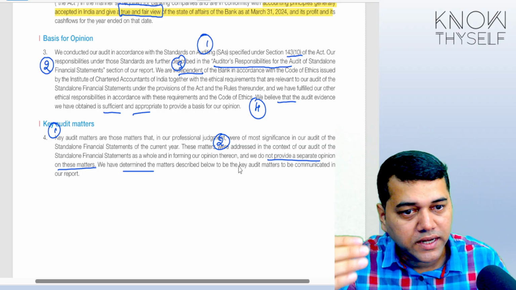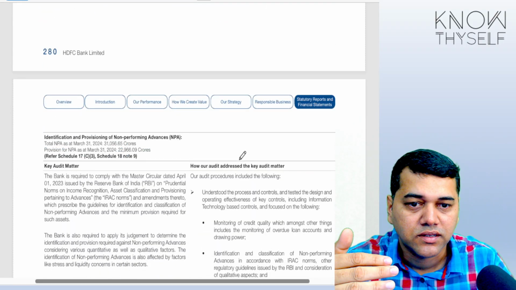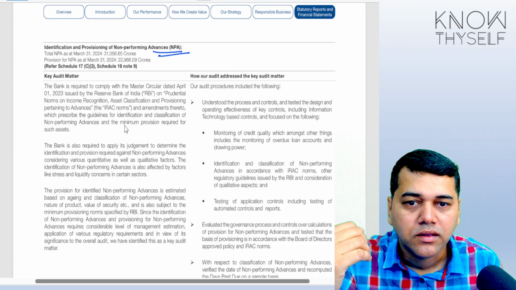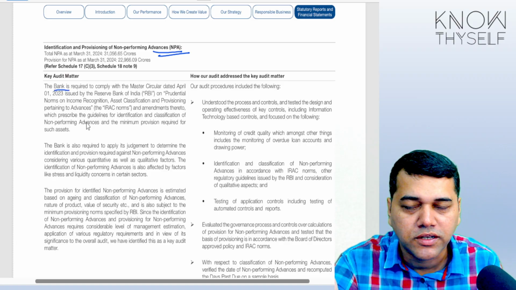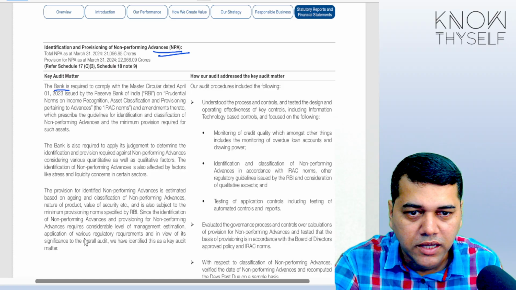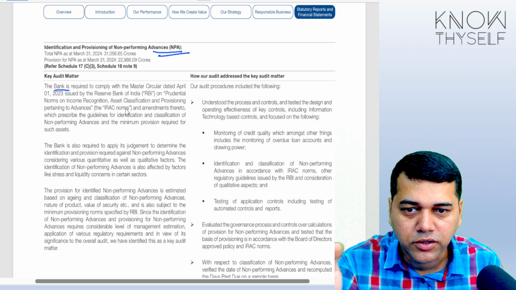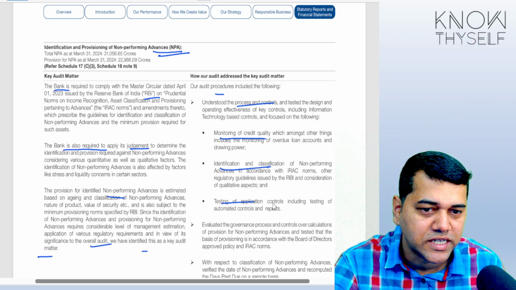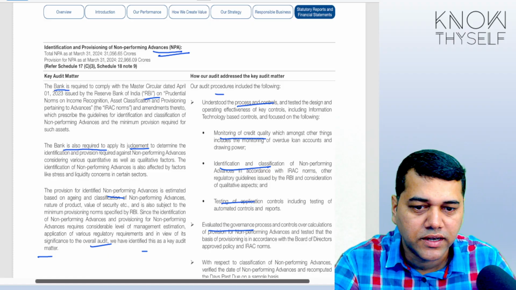Then we are going to provide a description of the key audit matters. See, what is that key audit matter? NPA. The bank is required to comply with the master circular. I think ICAI must have given this example from here only, I believe. No, because I had randomly taken, I didn't know. Okay. So RBI prudential norms, the bank is also required to apply judgment. Non-performing assets we have identified as a key audit matter. Our procedures included understanding of the processes, monitoring of the credit, identification, testing of application, evaluation of the governance.